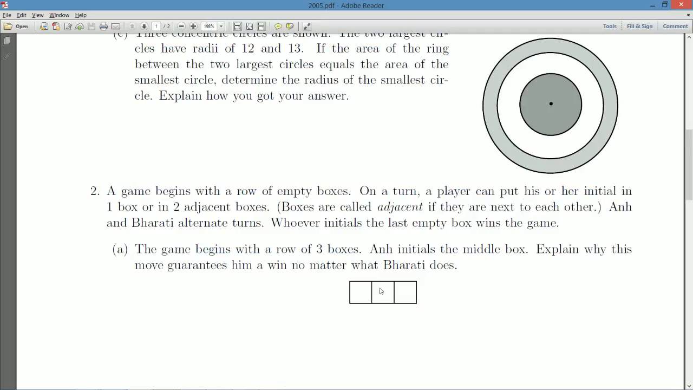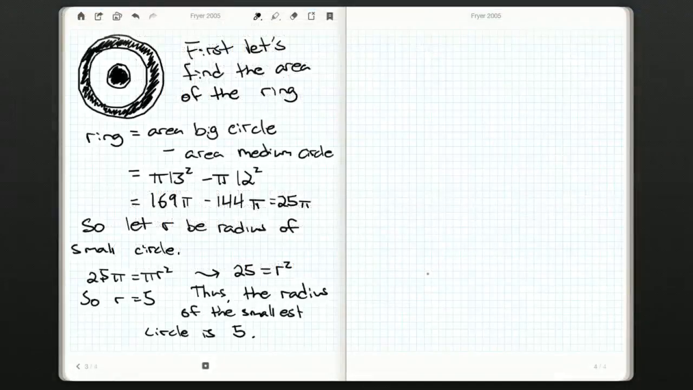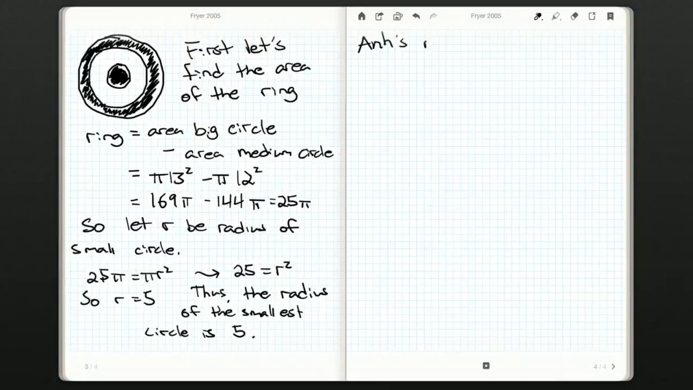Okay, so On initials that middle box. So we would then have to ask ourselves, what can Bharati do? Well, they can put a B in here or here. You know what? Let's actually draw out things with initials. We'll actually start looking at the question. So what does On do? He puts an A in the middle.